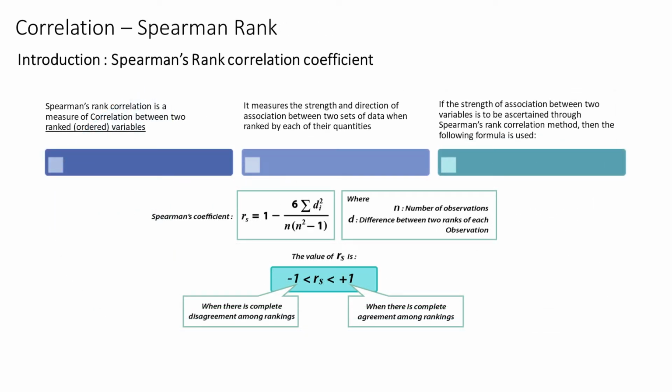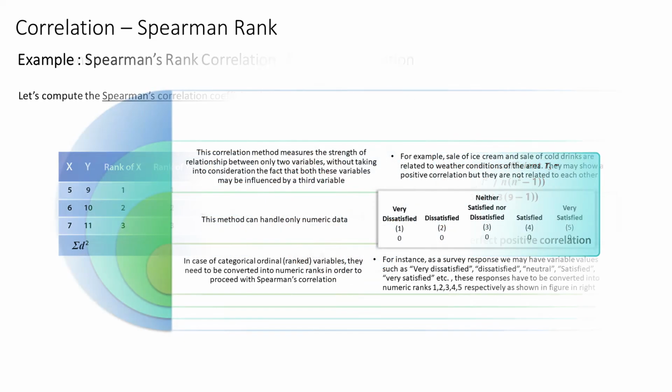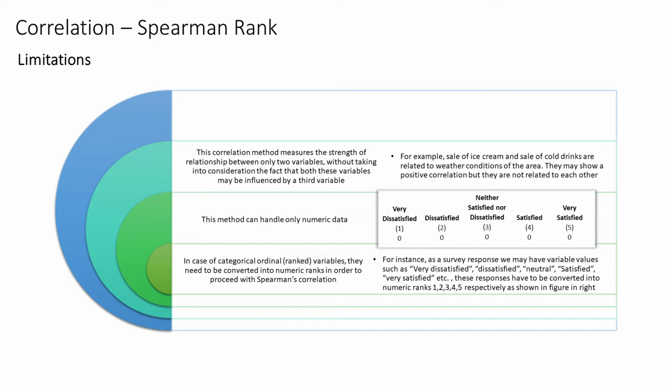Now let's look at the Spearman rank correlation. The Spearman's rank correlation is a measure of correlation between two ranked or ordered variables. This method measures the strength and direction of association between two sets of data when ranked by each of their quantities. This analytical technique might be used when an educational organization wants to assess student ratings based on two different sources of observation, or when a market research agency wants to cluster various survey responders into groups based on the rank correlation output.